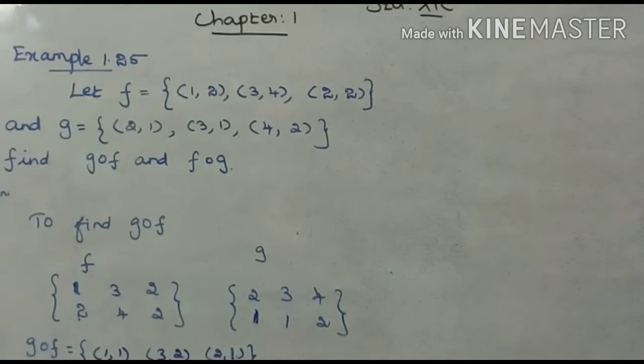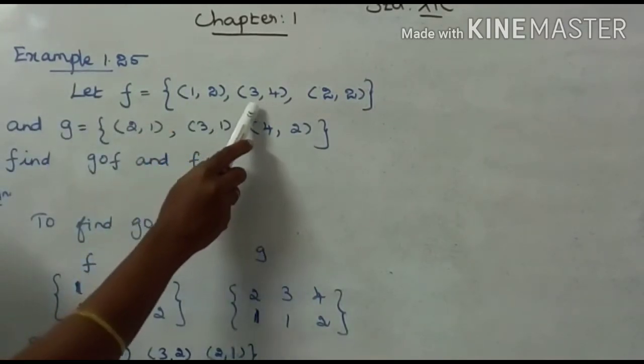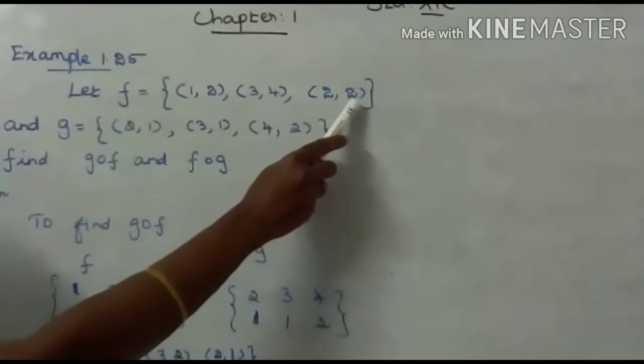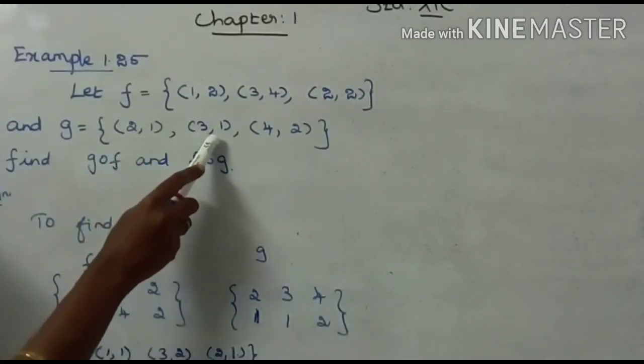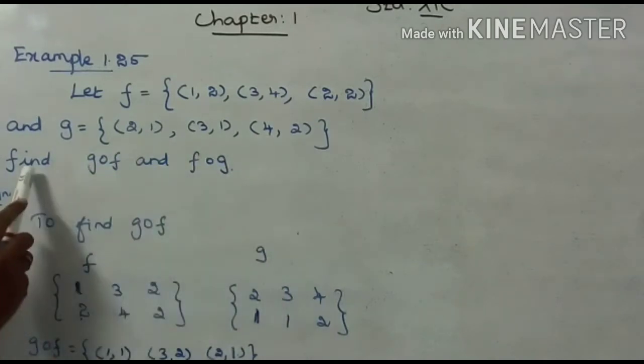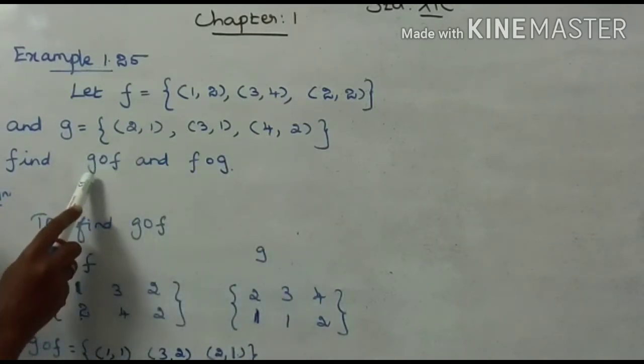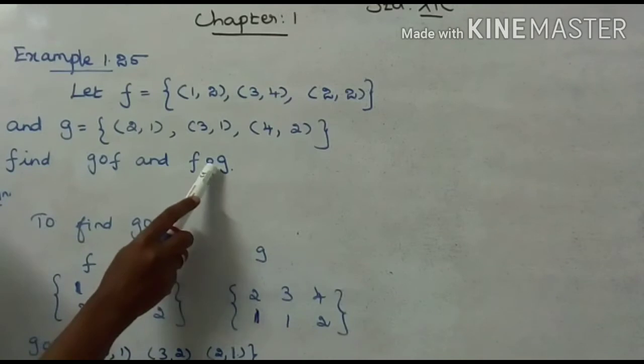Listen, the next question. Example 1.25. Let f equal to the set of ordered pairs (1, 2), (3, 4) and (2, 2), and g is equal to the set of ordered pairs (2, 1), (3, 1), (4, 2). Find f composite with g and g composite with f.